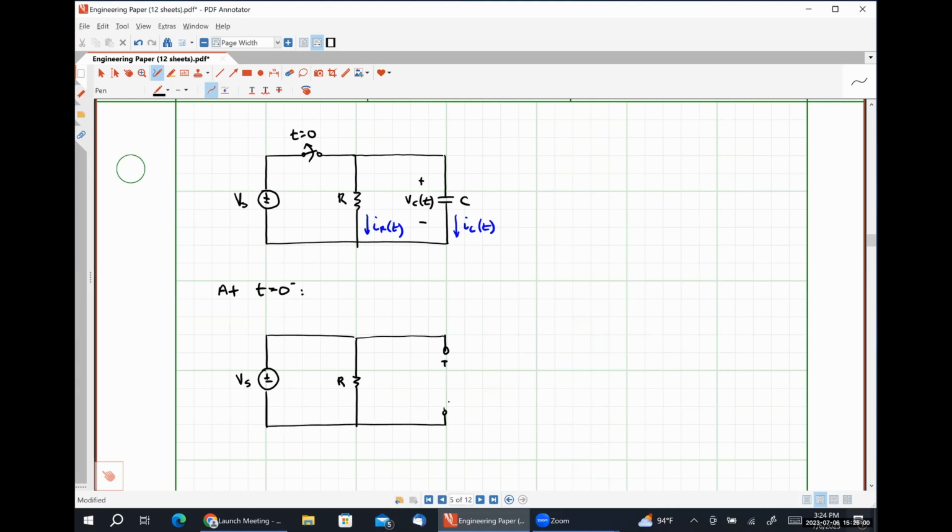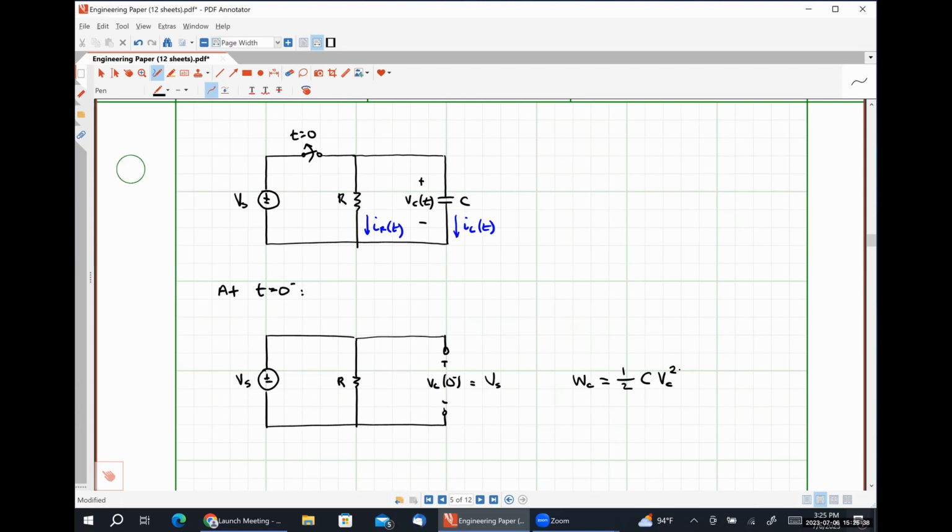This is going to be VC at 0 minus. Since all three elements are in parallel, it stands to reason that VC at 0 minus is simply equal to VS. And because the voltage drop across our capacitor isn't zero, our capacitor is going to have some amount of energy stored that will be 1/2 C times VC squared. So our capacitor has some amount of stored energy.